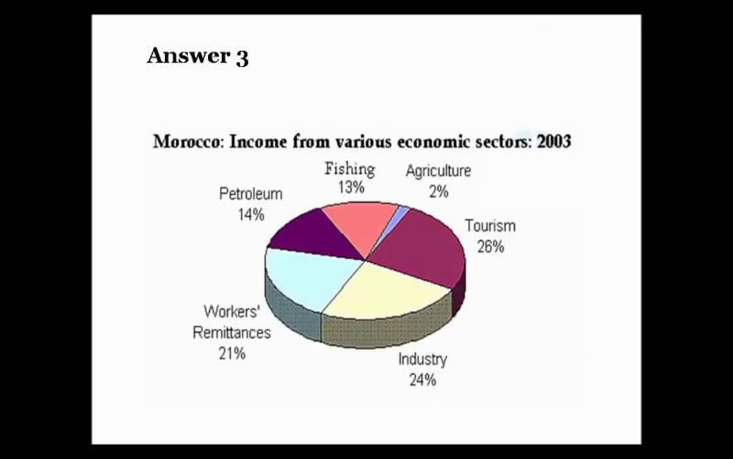The pie chart gives information about the income of various economic sectors in 2003. To begin with, we can see that there are categories in comparison, which are fishing, agriculture, tourism industry, petroleum, and workers' remittances. According to the graph, the largest proportion goes to tourism at 26%, while the smallest proportion goes to agriculture at 2%. Last but not least, for the rest of the categories, the numbers are ranging from 30% to 24%. In conclusion, this is a very useful graph, and it helps us to understand the income distribution in 2003.